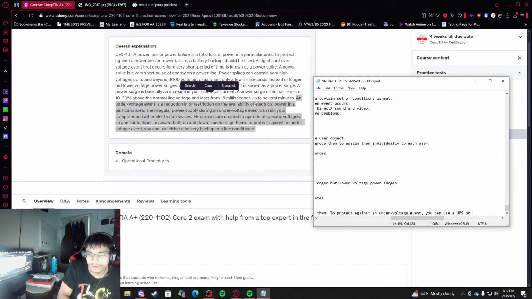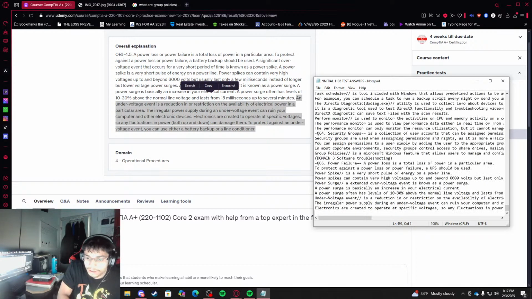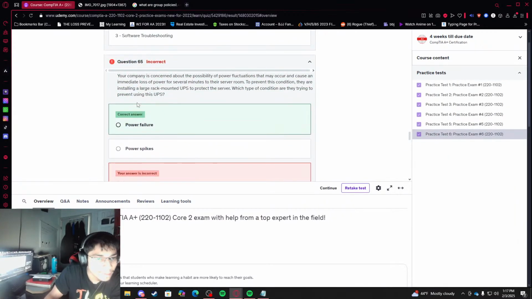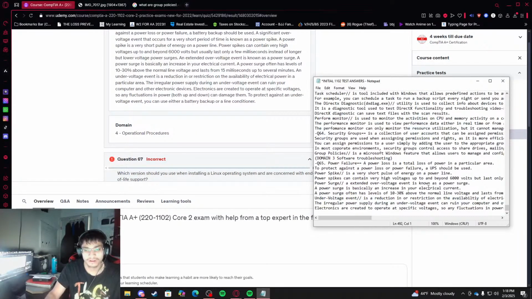Use a UPS or line conditioner. Okay. Possibility of power fluctuations and cause immediate loss of power for several minutes to the server. To prevent this condition, they're installing a large drive. Yep, if they're trying to prevent power failure, it's self-explanatory. I really don't have to explain it. But it is good. Power surges, power spike, but just lasts longer, really.